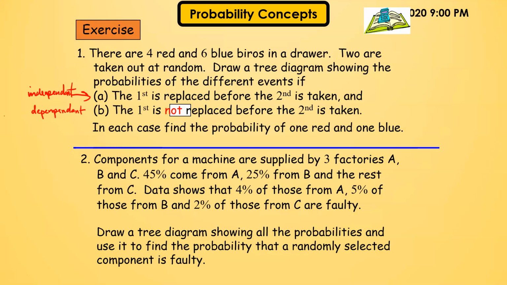So have a go at this. Grab a piece of paper. Think about what are the 2 events in each one. Draw out how many outcomes there are for each one. Put the probabilities in and try and find the answers to the questions. So pause the video now.